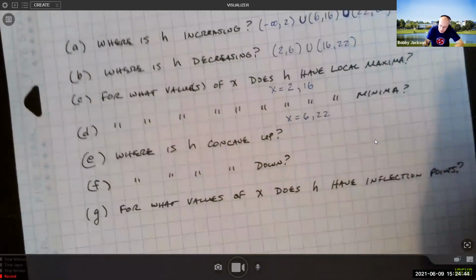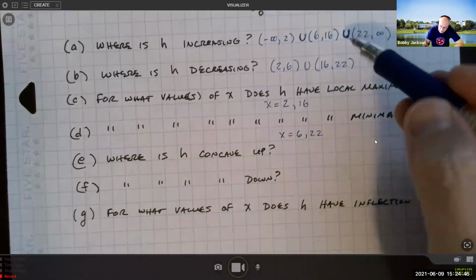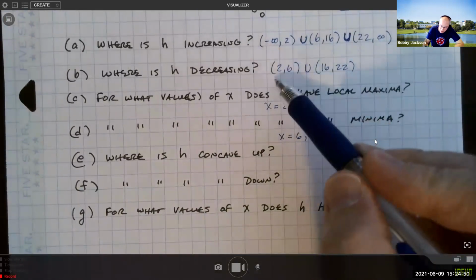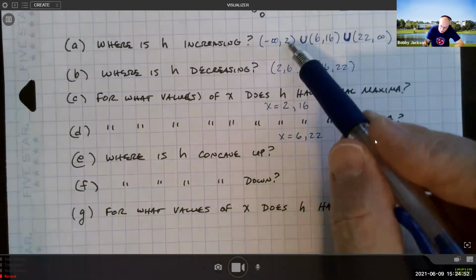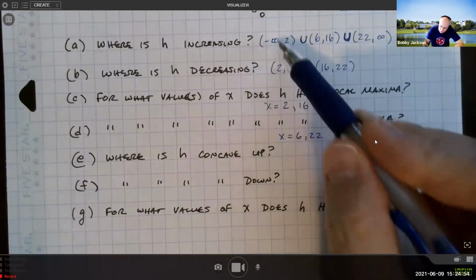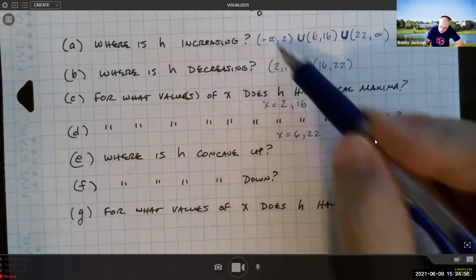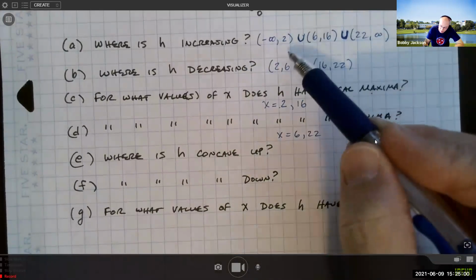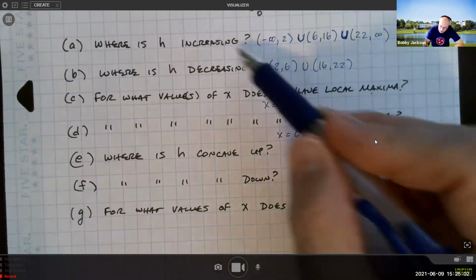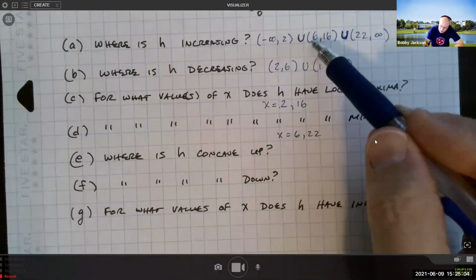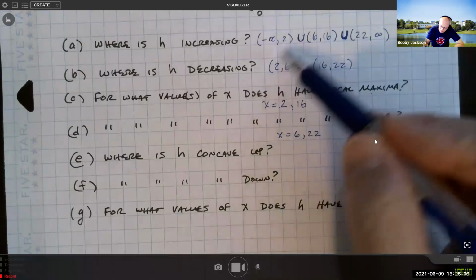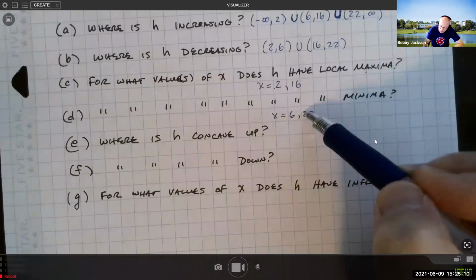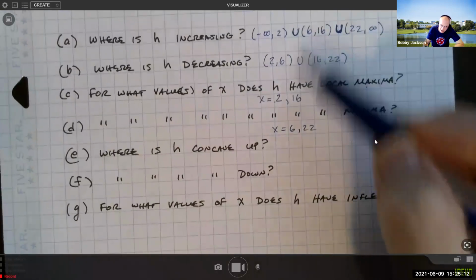And look how these agree with what we said above. Notice we're increasing, going up from negative infinity to 2, and then we're decreasing from 2 to 6. So what's happening right at 2? Increasing up to 2, decreasing after 2, up and then down. That's a local max, right? Similarly, we're decreasing down to 6, and then at 6 we switch over to increasing from 6 to 16. So going down, then going up. So at 6 we have a local minima. So these are consistent, right?